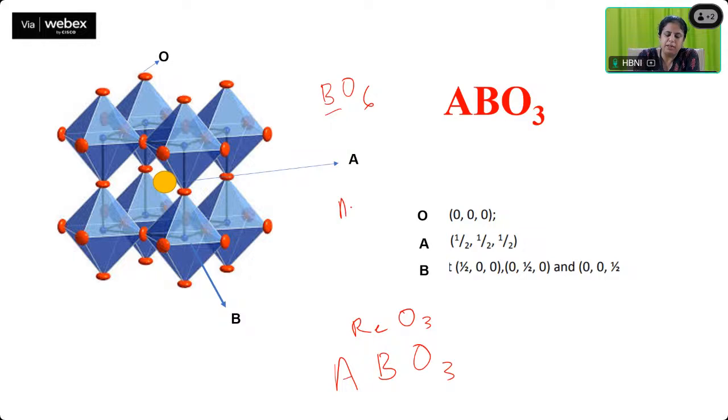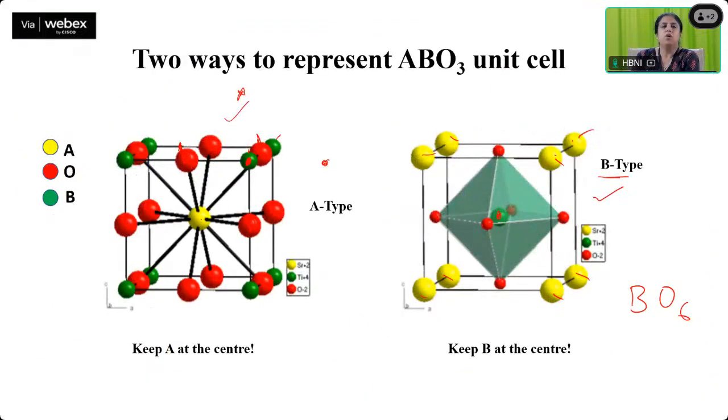What about A polyhedra? Now A is surrounded by, and I'm talking of oxygen, polyhedra made by oxygen. Let me be very clear about it, because here you have multiple ions. When I look at A, I have a 12 coordinated polyhedra made by oxygen that are lying at the edge center, which is called a cuboctahedra.